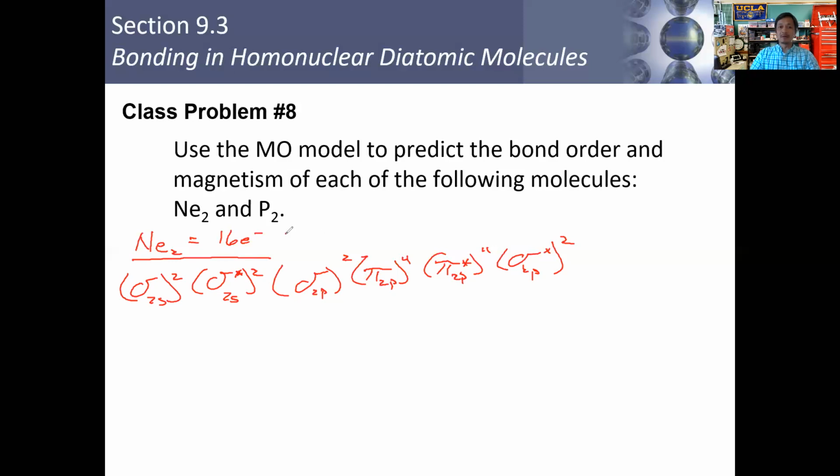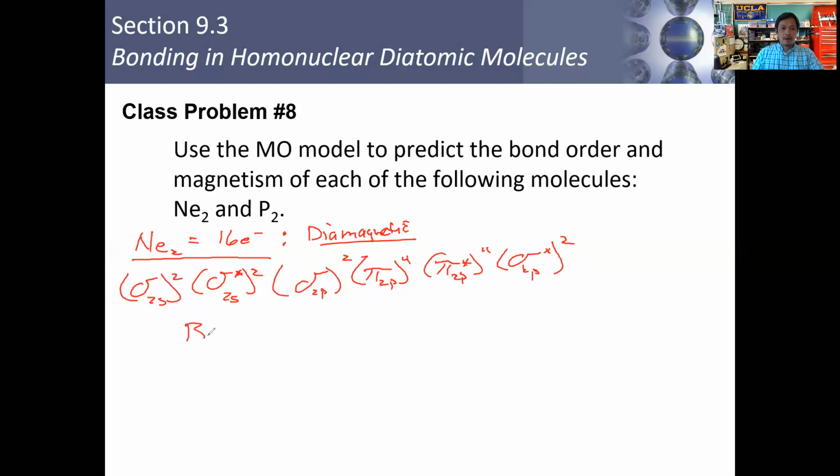The magnetism and the photoelectron spectroscopy should. Okay, so if you take a look at this, all the electrons are paired up, so we expect this to be diamagnetic, and it would be diamagnetic because it's all paired up.